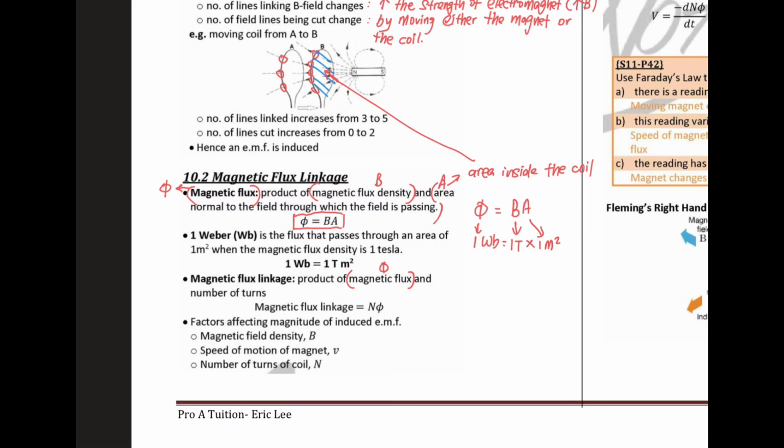Okay, now then what is magnetic flux density? I think this one you know already. How strong is the magnet? And the third thing is what is magnetic flux linkage then? Linkage, you know, is how much they are linked together. So magnetic flux linkage, basically, we can put it in this way.